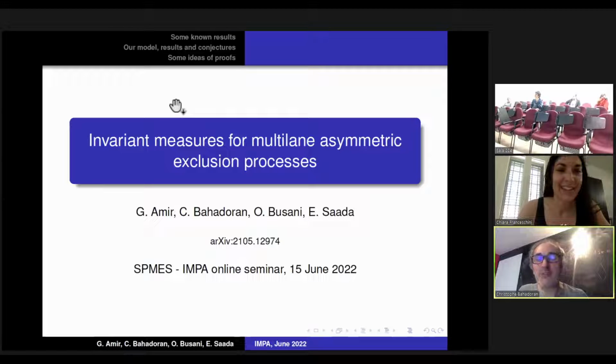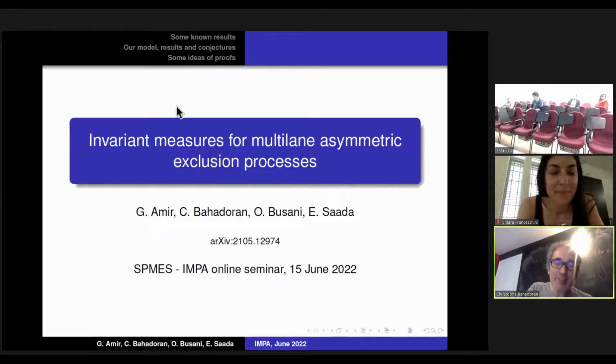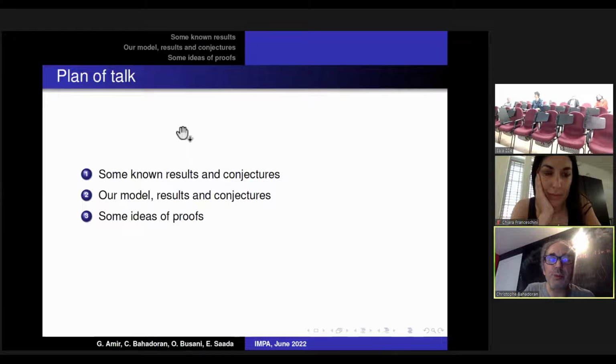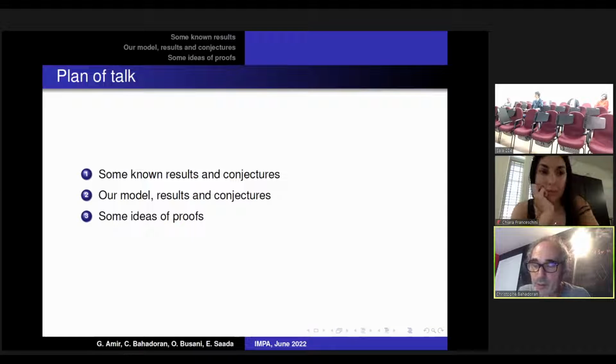Thank you very much for the invitation. As you can see from the title, this is joint work with Guidi Amir, author Busani and Saada, and we investigate the problem of invariant measures for a certain class of exclusion processes. I assume that a number of people in the audience are acquainted with exclusion processes, but if some are not familiar, do not hesitate to stop me.